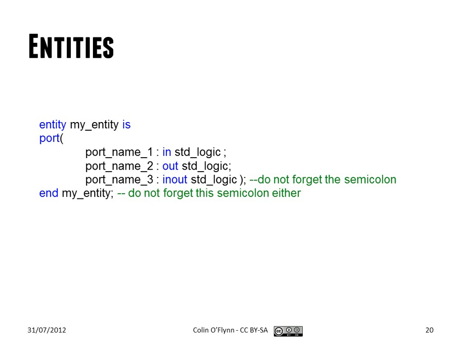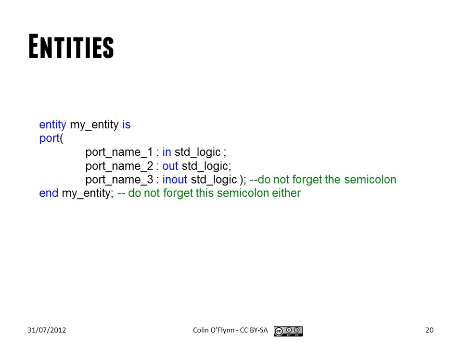So in VHDL, you'll have these entities that everything starts with. I talked about the idea of you have a module that does something, you test it, you drop it down. An entity defines what this module is.